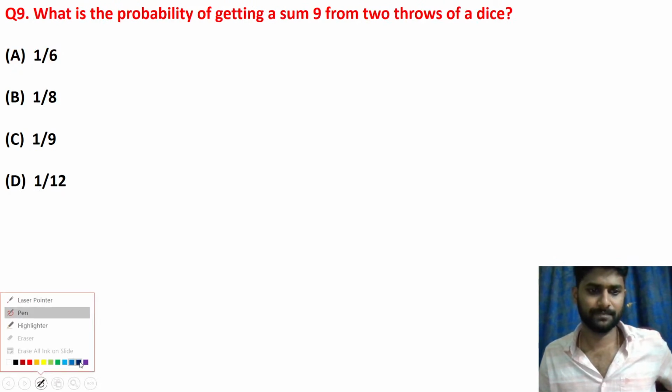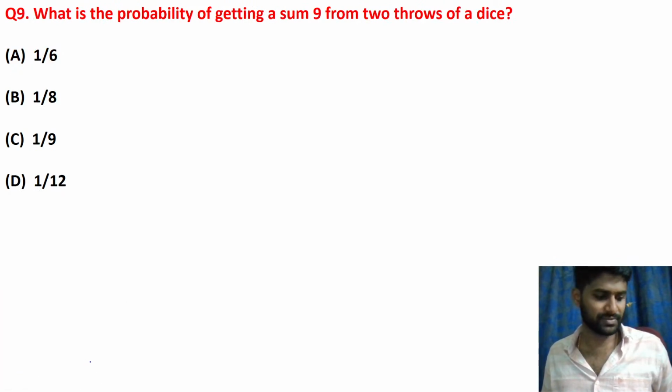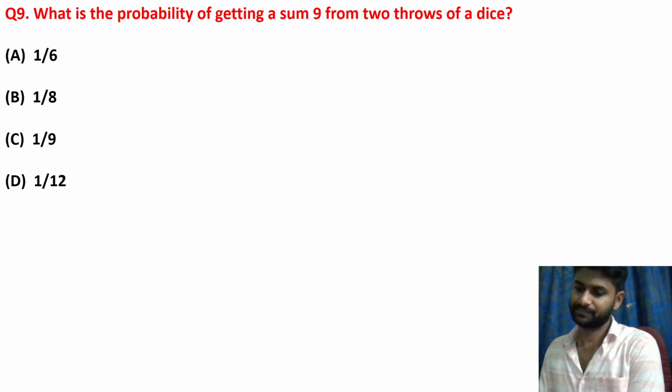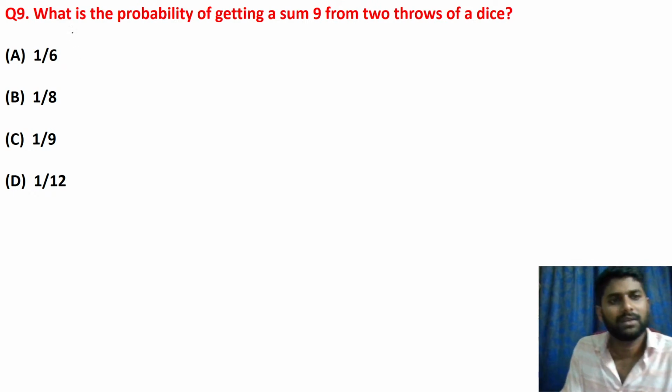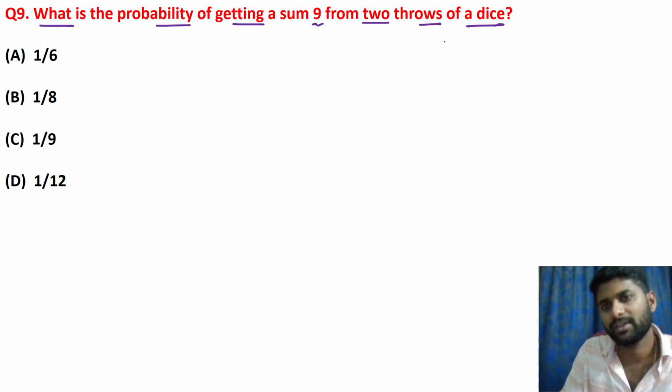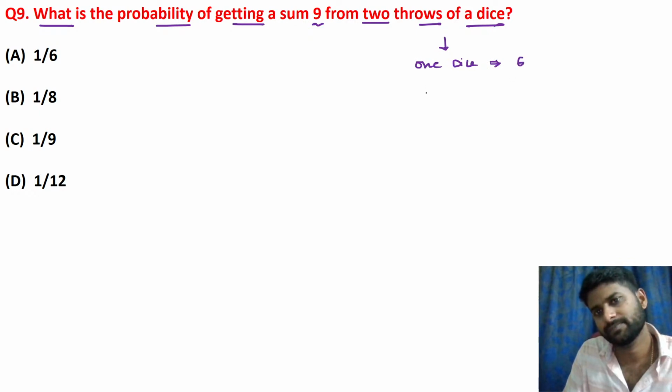See, probability. Dice concepts are most important, guys. Concept of dice. Now here the question: what is the probability of getting a sum of 9 from 2 throws of a die? You already know that. See, if you are throwing 1 die, the total number of outcomes is 6. Throwing 2 dice, the total is 6 square, which is exactly equal to 36. We can get 36 cases.